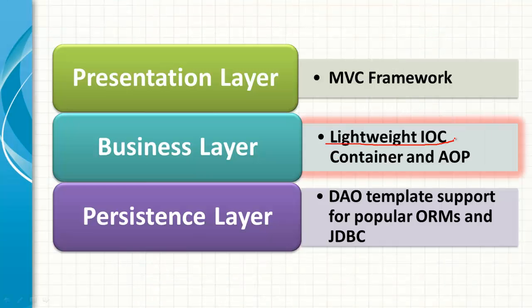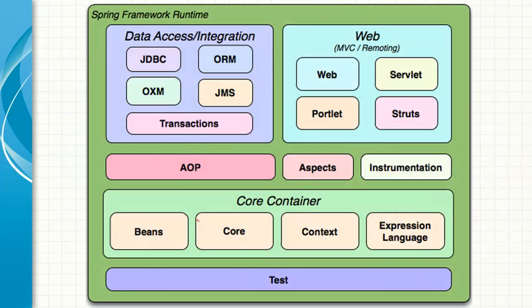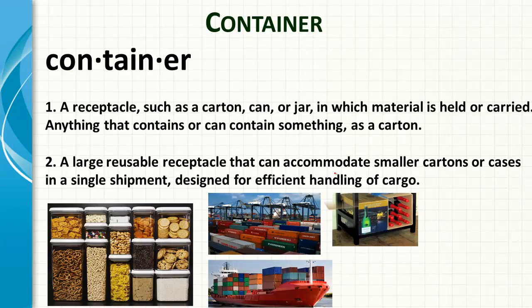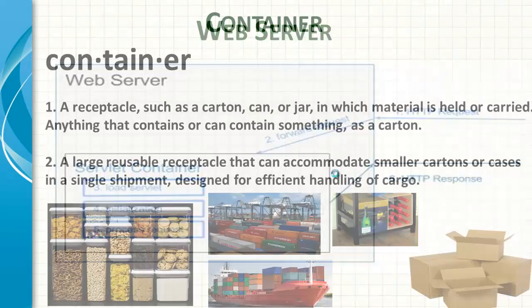So lightweight IOC container, this is the focus now, and this is what we are talking about, core container. This is what we are going to cover. To understand core container, we first need to understand what a container is. If you go by the dictionary meaning, a container is just something which can hold something. A dictionary meaning is anything that contains or can contain something, such as a carton. That's a container, right? So these are the different containers that we can think of.